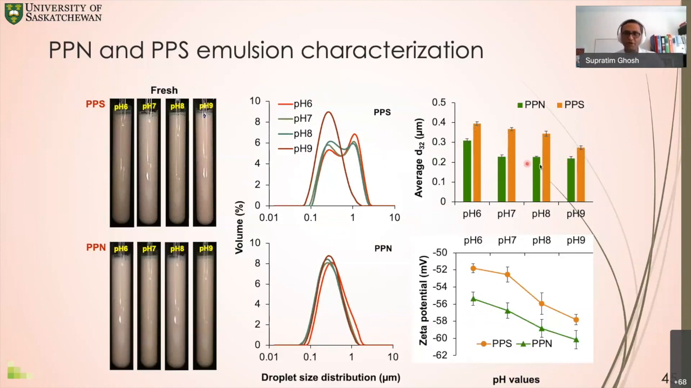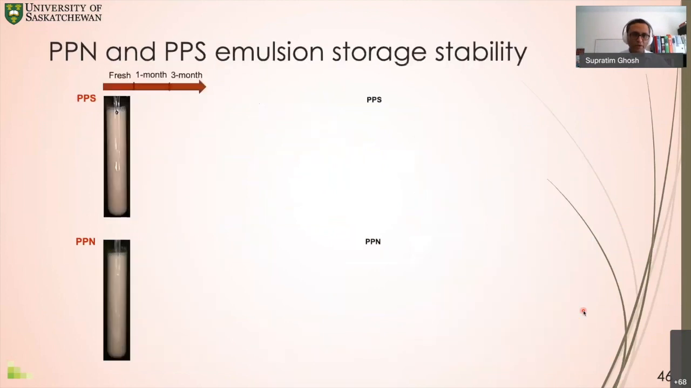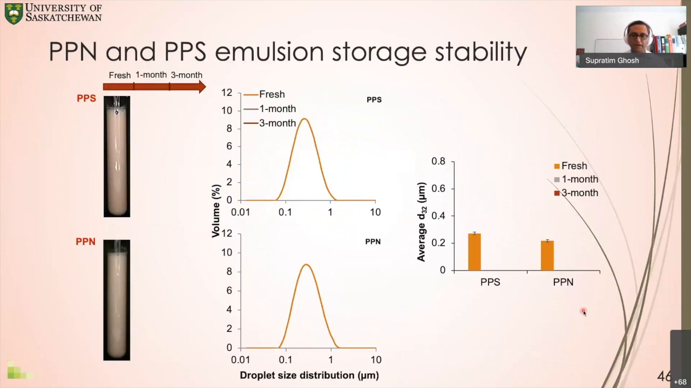They had lower droplet size. Their zeta potential of the PPN nanoparticle stabilized emulsions were also higher compared to the soluble pea protein emulsion. We also looked at their storage stability. So we found that initially the emulsions were obviously stable. They have similar droplet size.